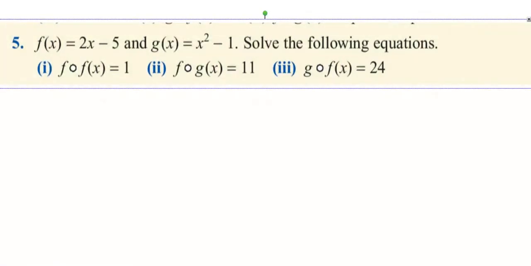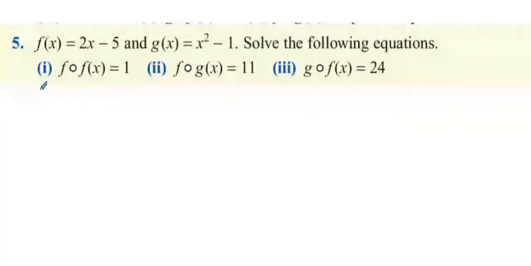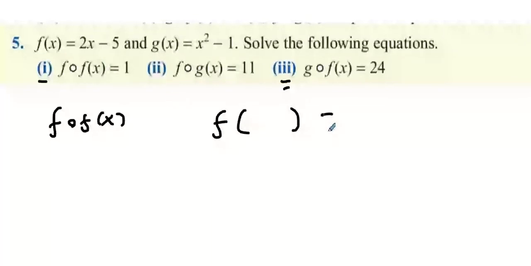Question 5, just a quick revisit here. I might just do part 1 and part 3 to give you an extra flavour for what's going on. The first thing to remember is when you're asked for f after f of x, the first trick is to write down what f of x is. We already have it, so we know f of blank is 2 times blank take away 5.